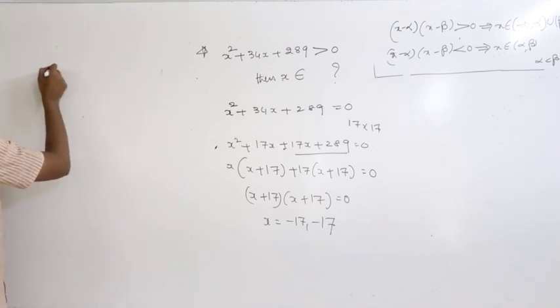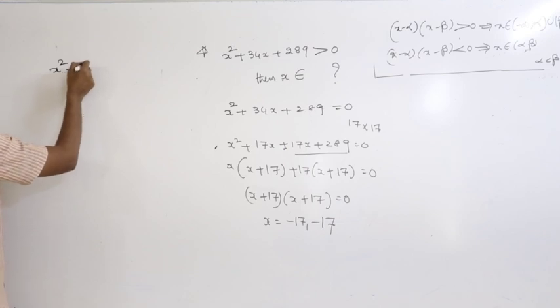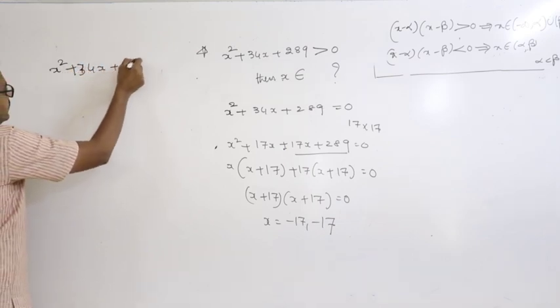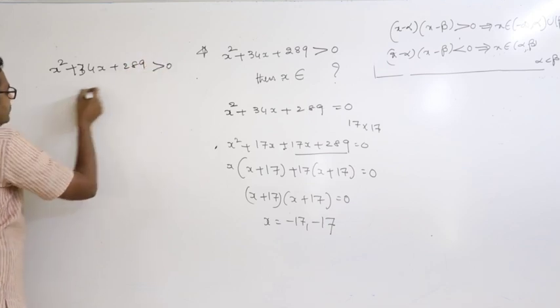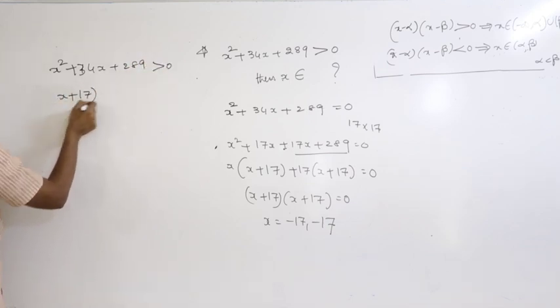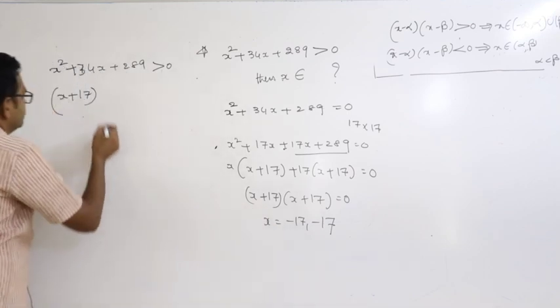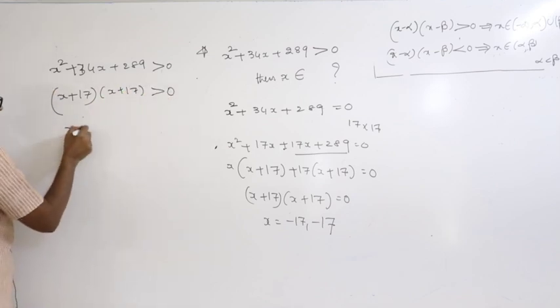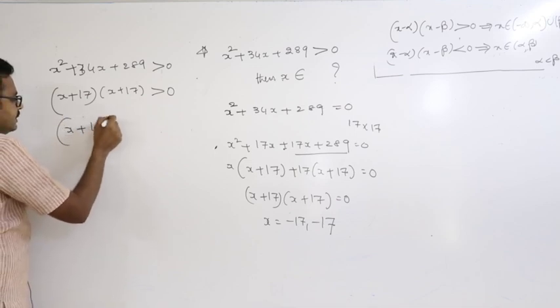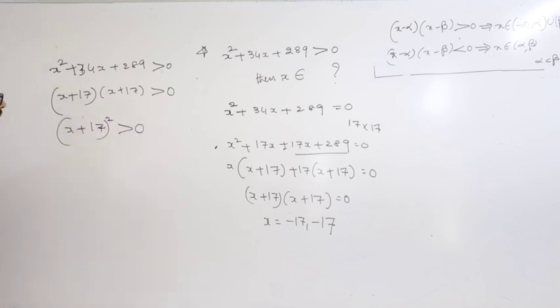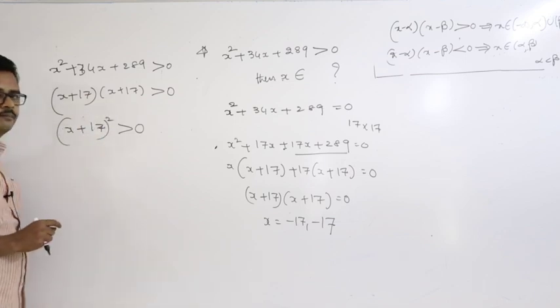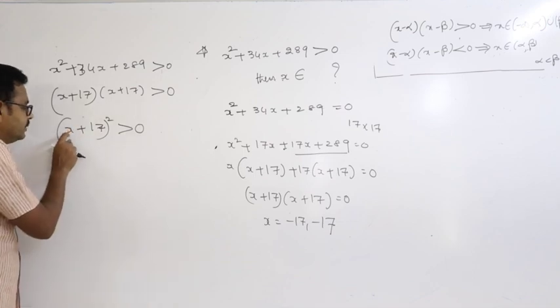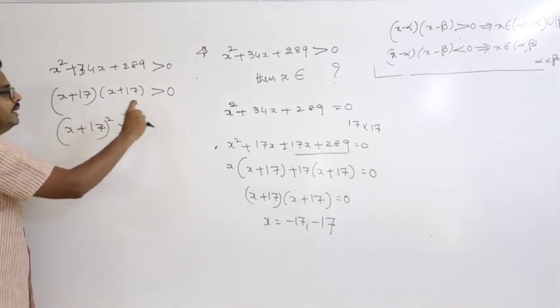So x square plus 34x plus 289 is greater than 0. That is x plus 17 into x plus 17 is greater than 0. That is x plus 17 whole square is greater than 0. Now for what values of x is this expression positive? This is a perfect square. For any real number I write, this is always greater than 0.